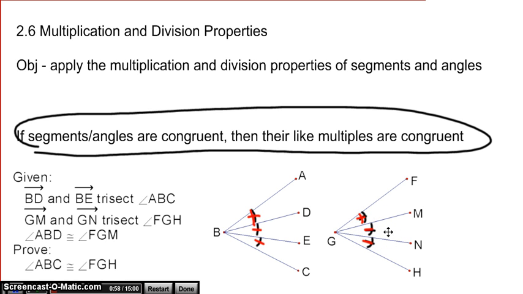We could prove that the bigger angles are congruent because if the smaller ones are congruent, let's just call it x, it would all be x. It would essentially be multiplying the entire angle by 3, which would give us an entire angle of 3x. So we're starting with the smaller angle is congruent, and we can get the larger angles congruent by essentially multiplying. So if two segments or angles, depending on the diagram, are congruent, then their like multiples are congruent.